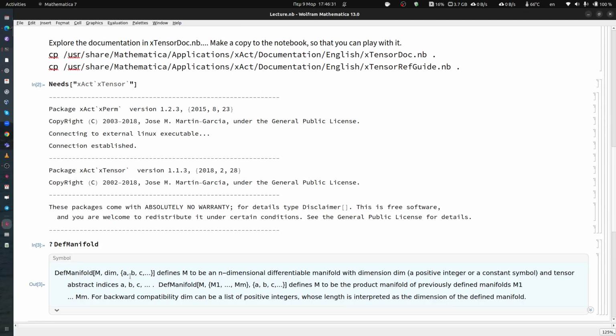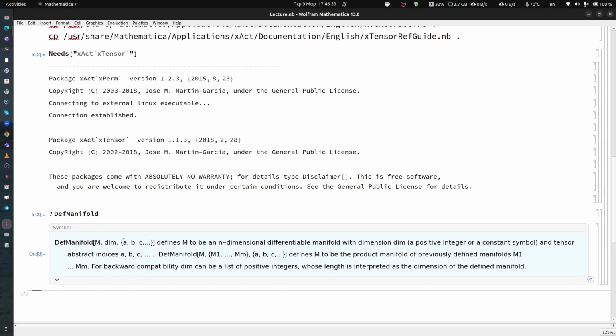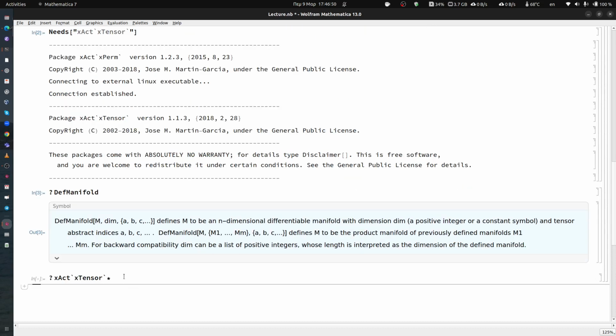So then you will get a very brief message describing the usage of this function. If you don't understand, you have to go and consult the full documentation. And if you want to see all the functions that are available from the xTensor package, just ask for information about everything this way.